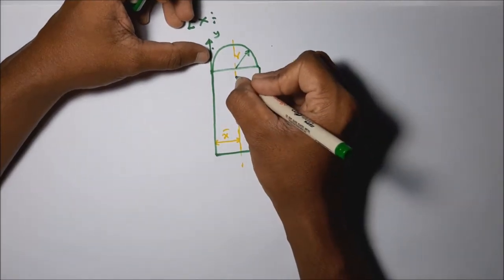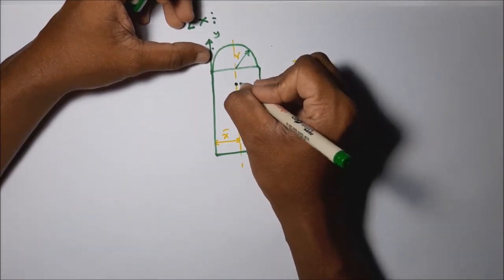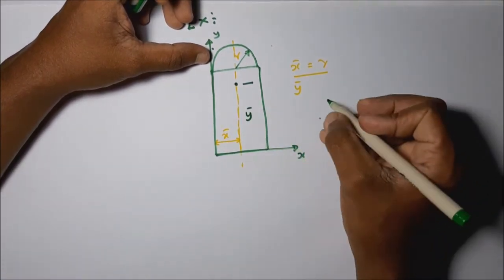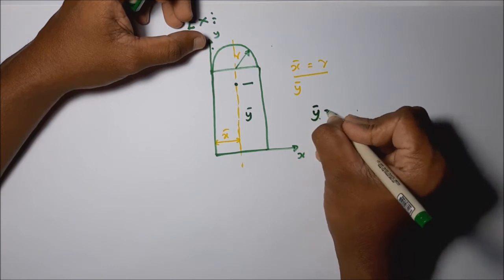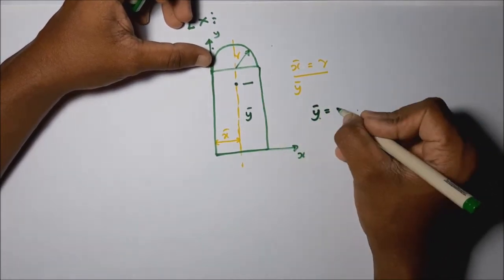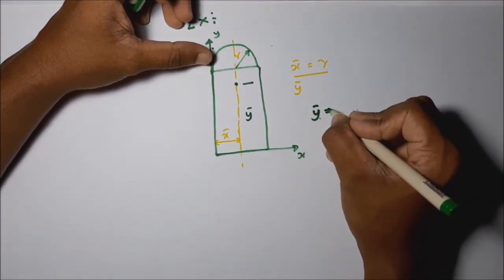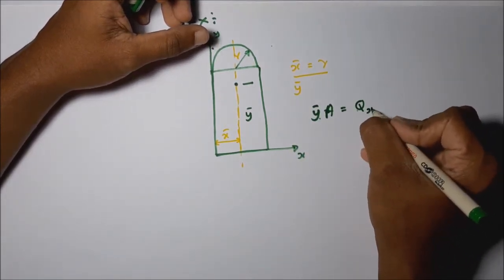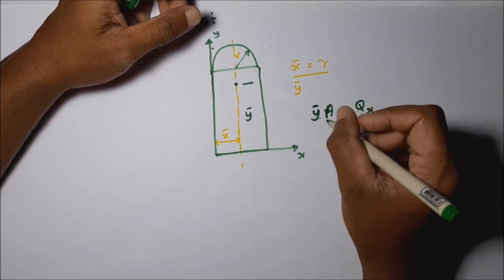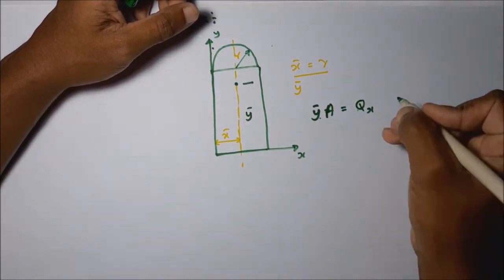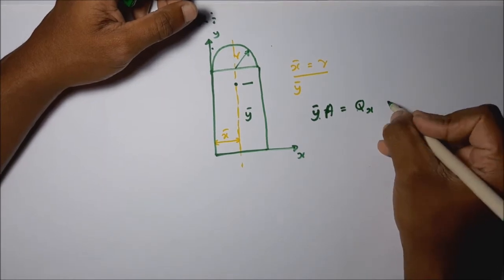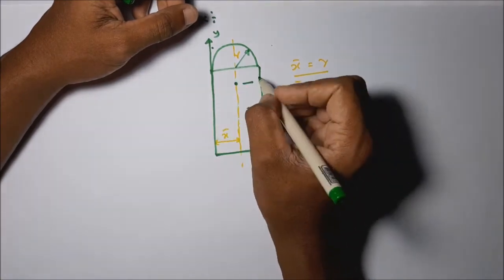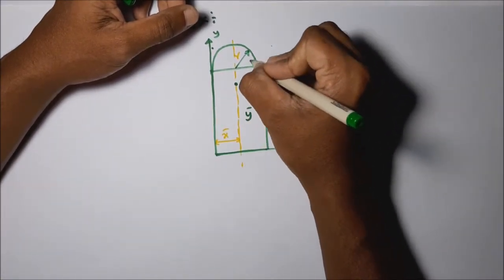So I'm taking this somewhere in this kind of position. Let's take this as y bar, the distance from the x-axis. So y bar into total area is equal to Qx, the first moment of area around the x-axis. That should also be equal to the summation of the moments produced by each and every component. So I'm going to take this component separately. This is the first component, this is the second component.